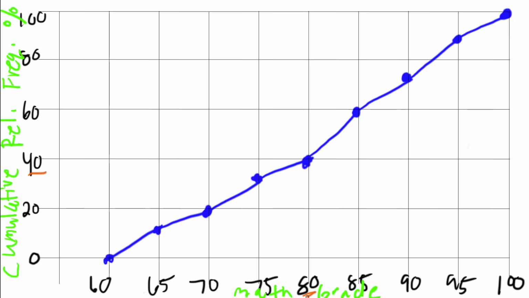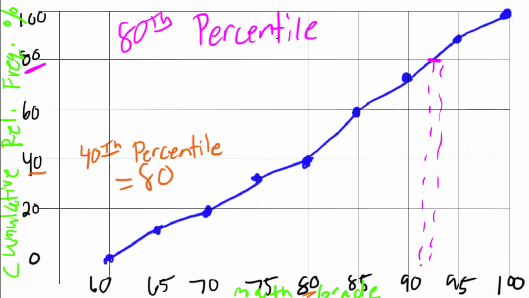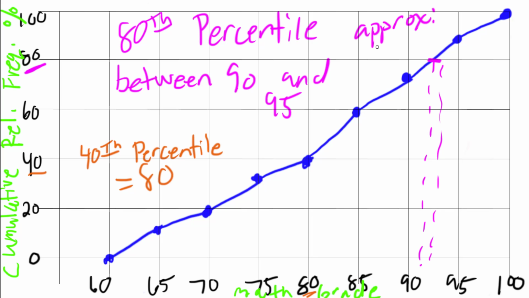If I was looking for the 40th percentile, that would be wherever that point is, and that's 80. So this is how you kind of read these right here. If I was looking for the 80th percentile, we don't know that from our data, but we can make an estimate as to where it would be. Your vertical axis is kind of like the percentiles, basically. And based on an estimate, we can estimate our 80th percentile to be between 90 and 95. So probably approximately 92, 93, around there. We can approximate these percentiles.